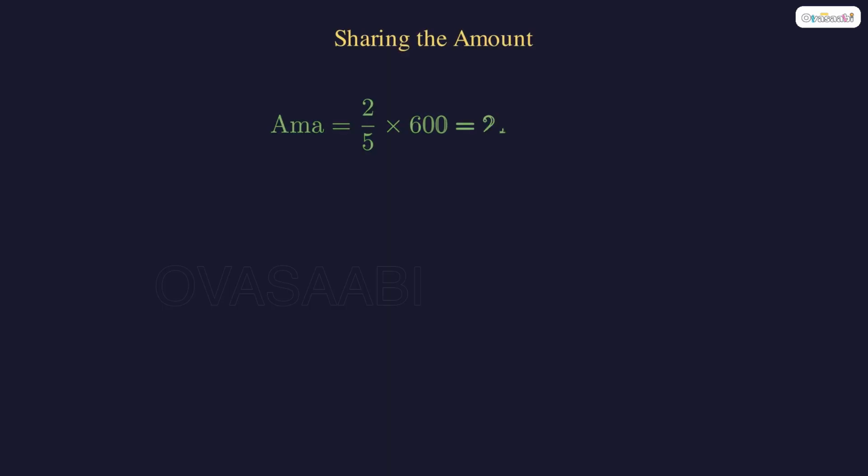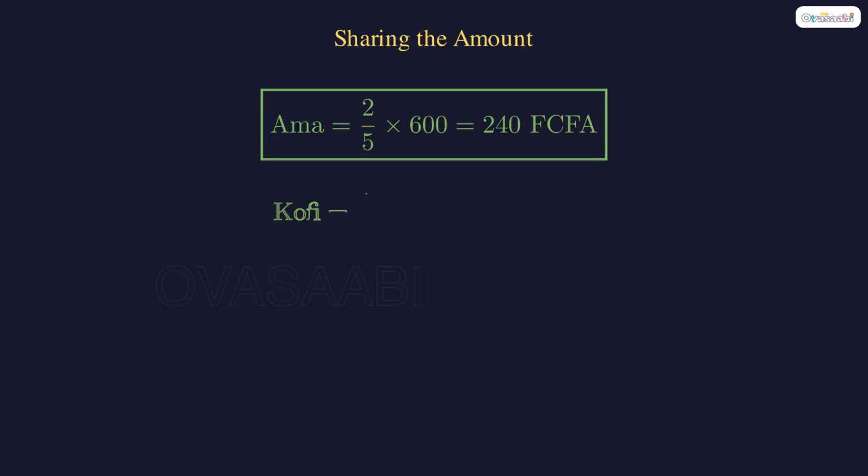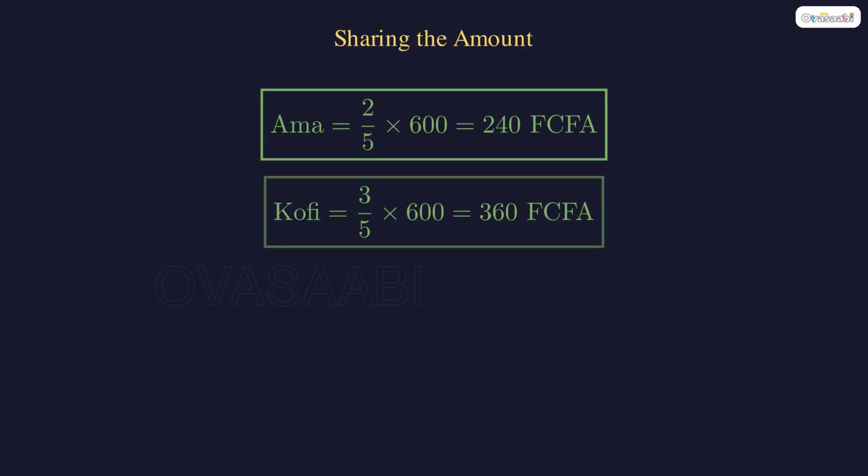Arma gets 2/5 of 600, which is 240 francs. Kofi gets 3/5 of 600, which is 360 francs. Check, 240 plus 360 equals 600. Correct.